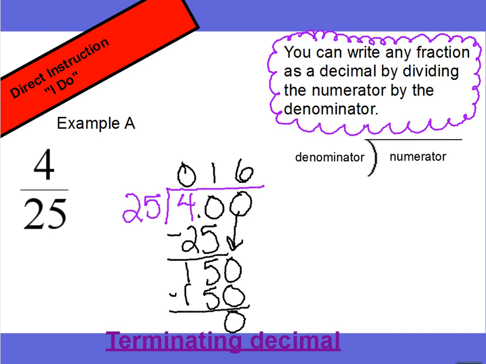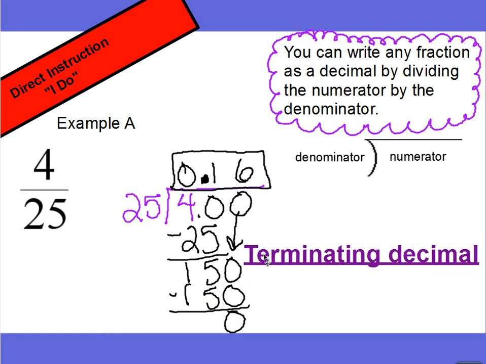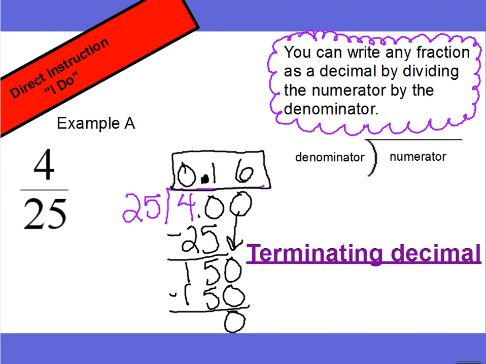Always check my answer. Now, if you look at my answer, I forgot to do something. This is something I normally do right up front so I don't forget. I have to bring this decimal straight up. Here's my answer, 0.16. This is example A. Make sure it's in your notes. Did you notice that this is a terminating decimal? The decimal ends.